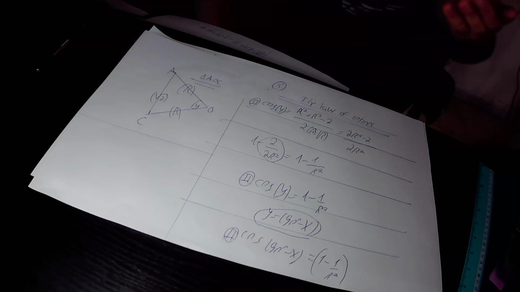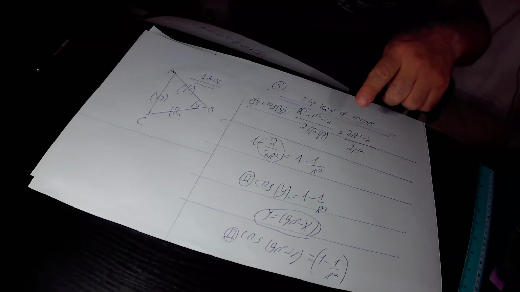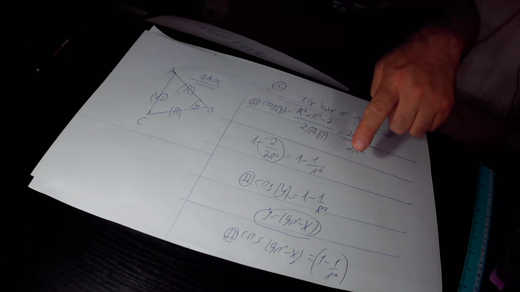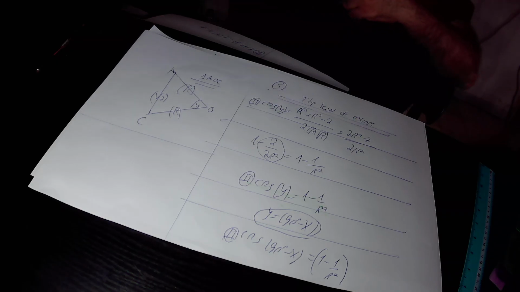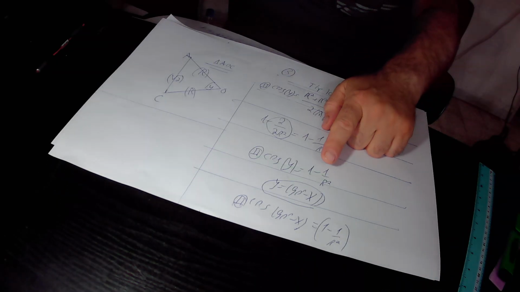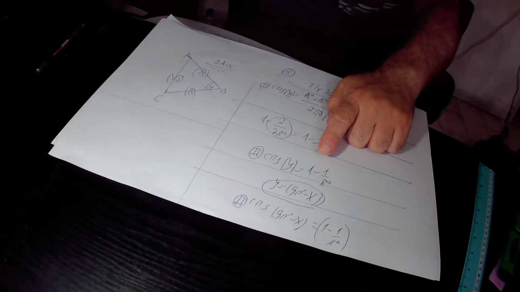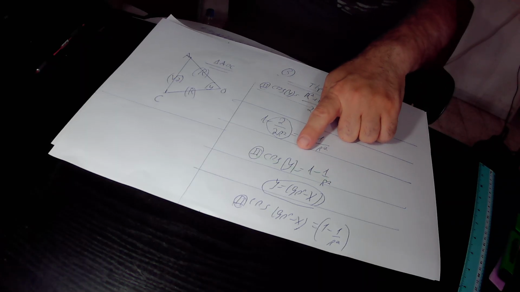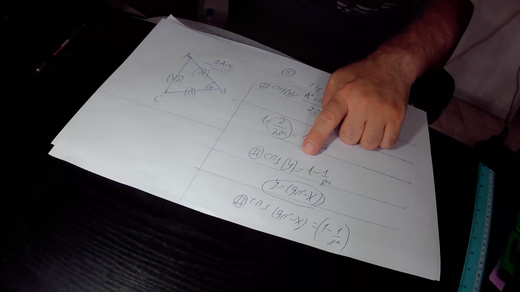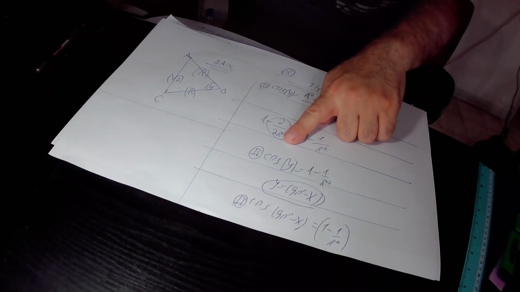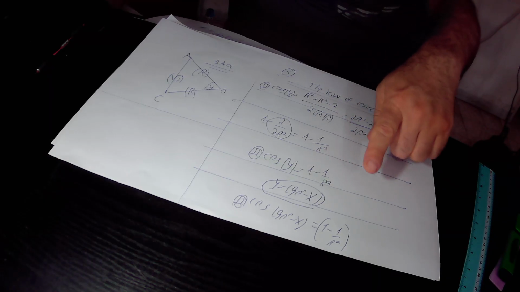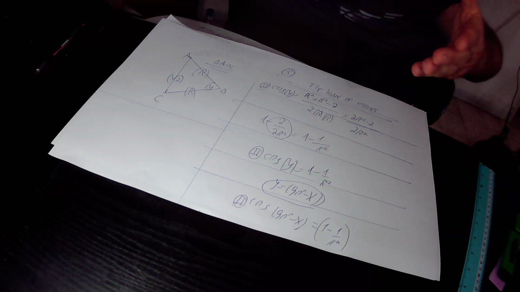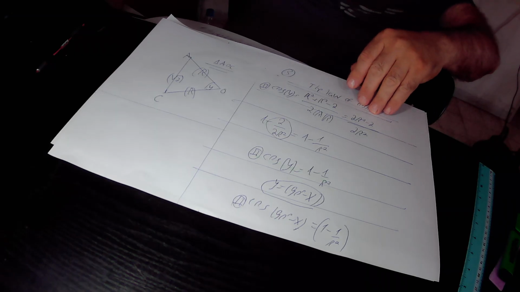So in conclusion, we found out that according to equation 2, cosine y equals 1 minus 1 over r squared. We already found out that y equals 90 degrees minus x in the beginning of the lecture. So we can substitute y in equation 2 by 90 degrees minus x. We did it, and we found out that cosine y is cosine (90 degrees minus x), and it equals 1 minus 1 over r squared. This is according to equation 2.